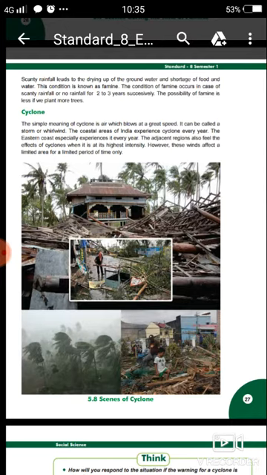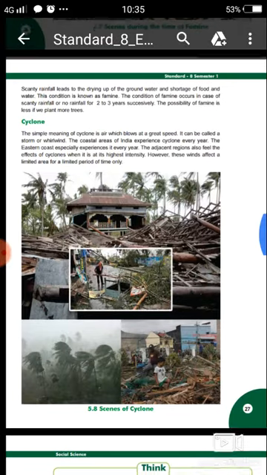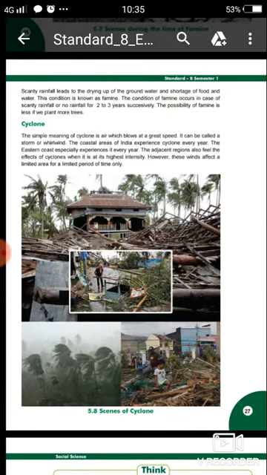Cyclones in India, dear students. In India, cyclones are common along the eastern coastal region. Every year, especially during the months of October and November, cyclones originate in the Bay of Bengal and then move towards the coastal regions of Orissa, Andhra Pradesh and Tamil Nadu, resulting in heavy rainfall and extensive floods. So, I have just told you about this cyclone.